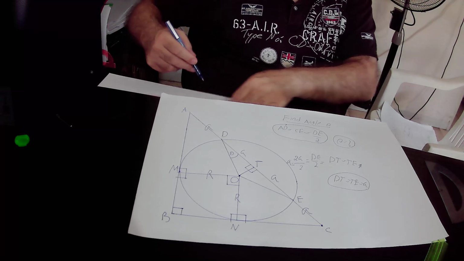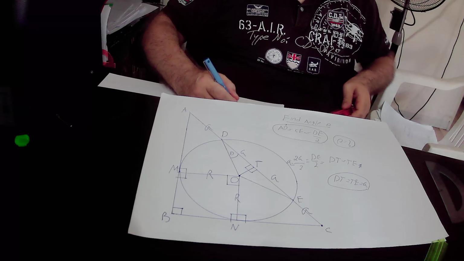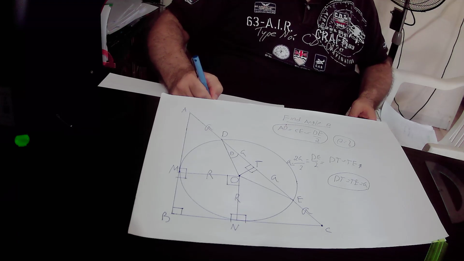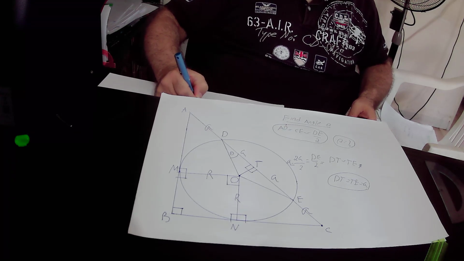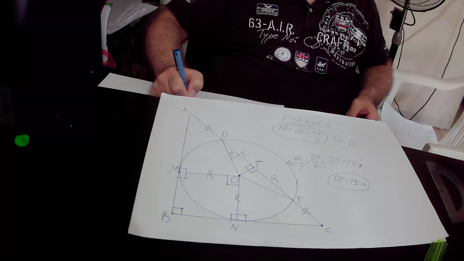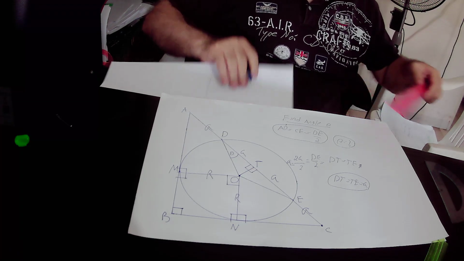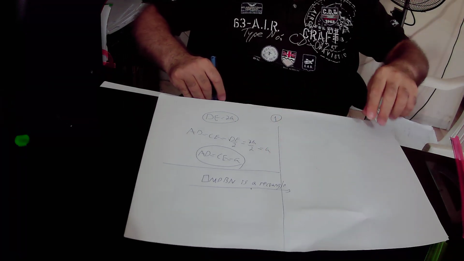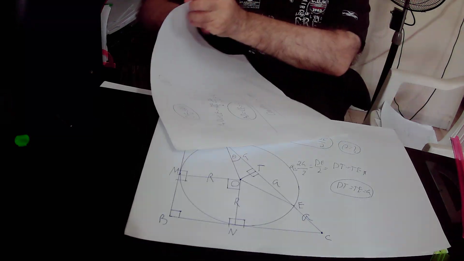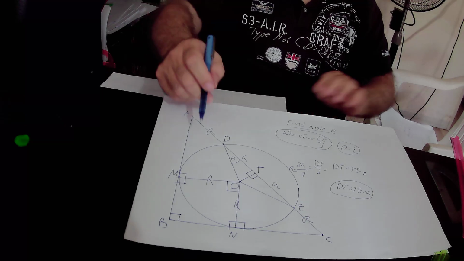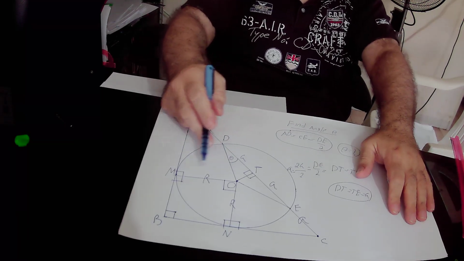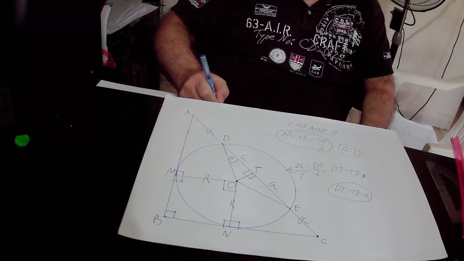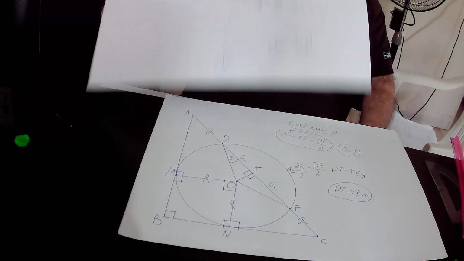So I write it down. Quadrilateral MOBN is a rectangle. Why? Because it has 4 right angles. I repeat again, quadrilateral MOBN is a rectangle. And we know that the opposite sides of a rectangle are equal to each other. That is to say, MO equals BN.